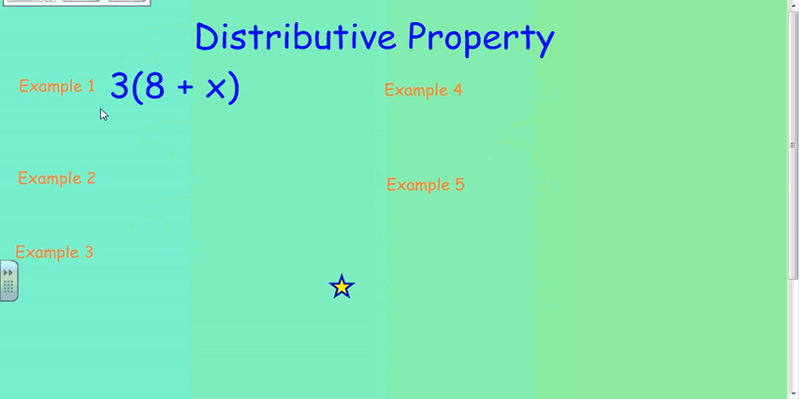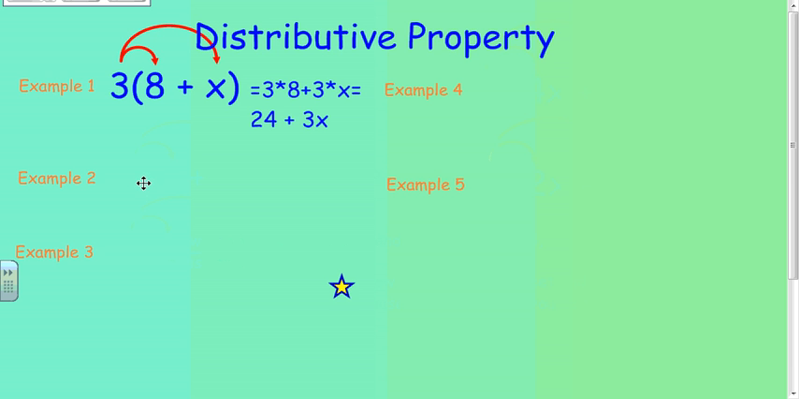So what we're going to do is distribute the quantity that's outside the parentheses to both quantities inside the parentheses. We do this by multiplying first 3 times the 8 and then 3 times the x. So it would look like this: 3 times 8 plus 3 times x. And then we would multiply the numbers. 3 times 8 is 24, and 3 times x is simply 3x.